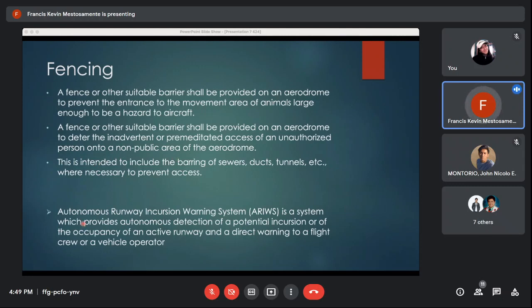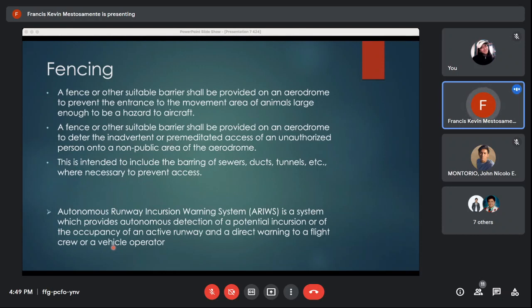And lastly, we got here autonomous runway incursion warning system. So it's a system which provides autonomous detection of a potential incursion or the occupancy of an active runway and direct warning to the flight crew or any vehicle or aircraft operator. So ito namang ARIWS, almost the same siya ng operation ng SMGCS. However, yung SMGCS, yung mga control bars lights niya, controlled siya ng control tower.